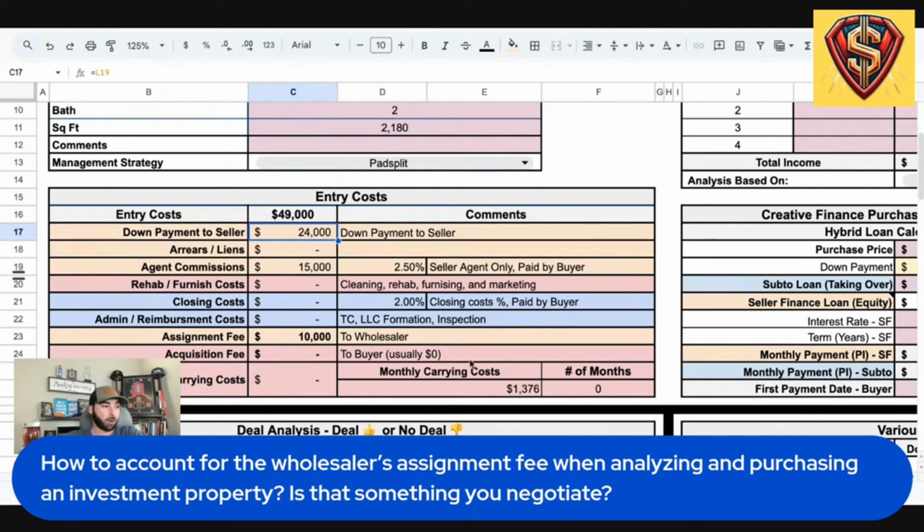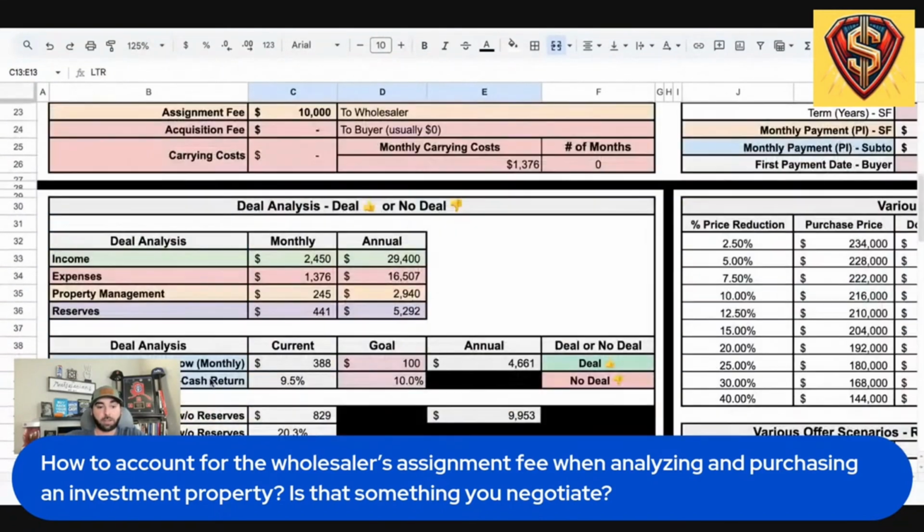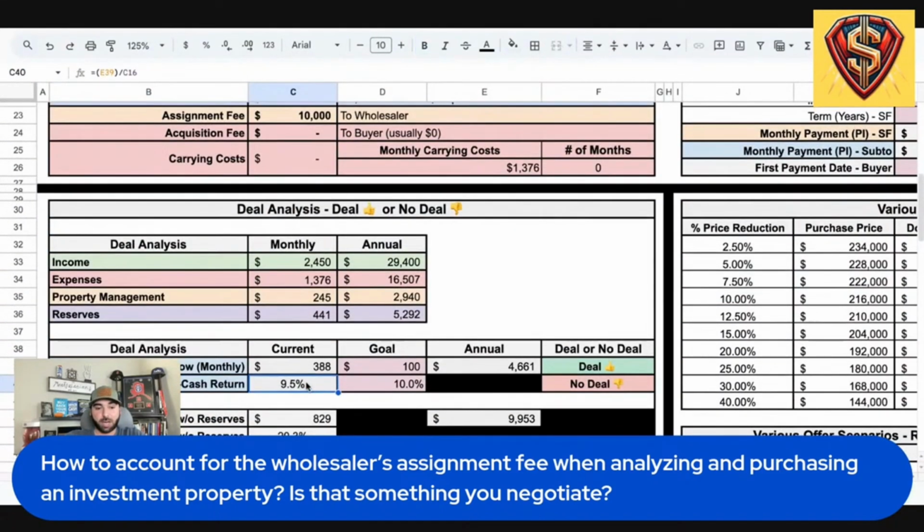And that was the second part of the question. When purchasing an investment property, is that something that I negotiate? In order of preference, it really depends on who's getting paid what, right? And how much work are they doing? If the wholesaler is going above and beyond and doing this work and helps me renegotiate, if I say I need to get this down to $45,000 for this deal to work for me, let's say as a long-term rental, it's a 9.5% cash on cash return.